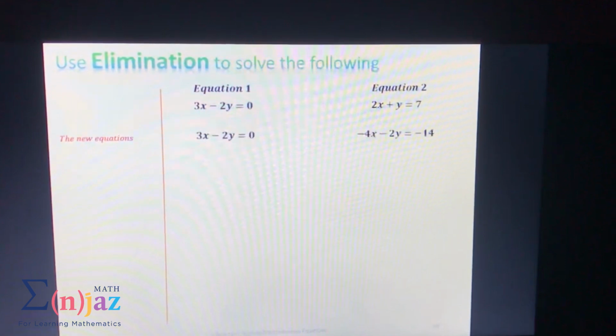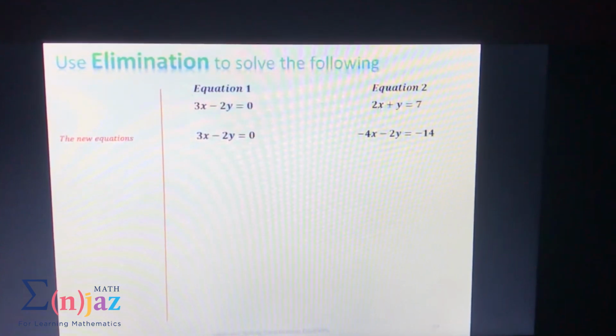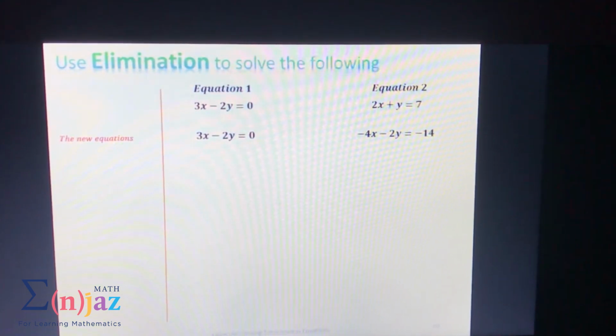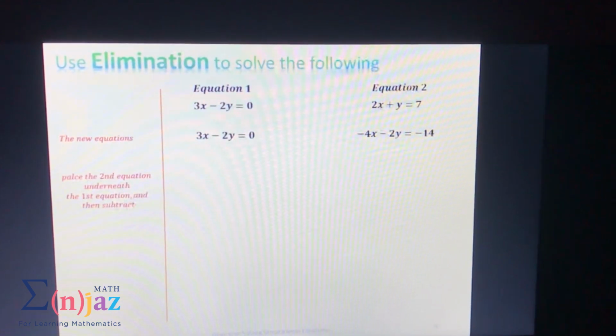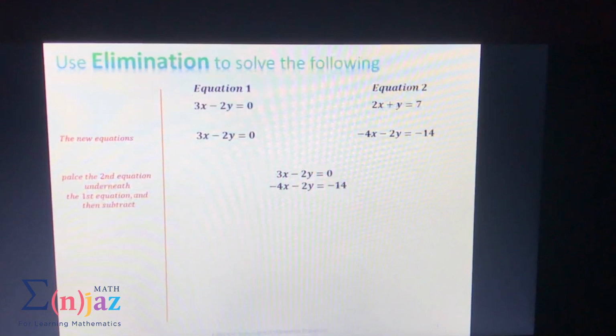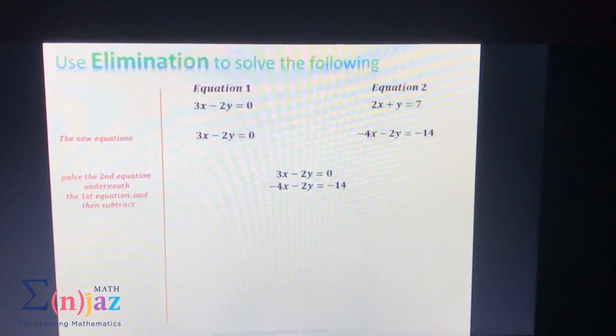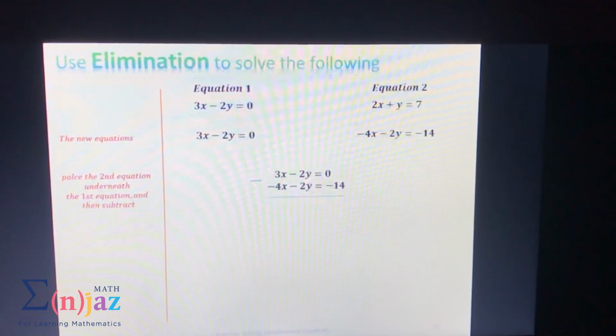Now, the new equations are as follows. We made the coefficient of the variable that we are eliminating, which is y, the exact same. As you can see here, negative 2 in the first equation is the coefficient of y, and negative 2 is the coefficient of y in the second equation. Now, place the second equation underneath the first equation and then subtract, as you can see here. So 3x minus 2y is equal to 0 is the first equation. We placed the second equation underneath, and we're going to subtract, as you can see.